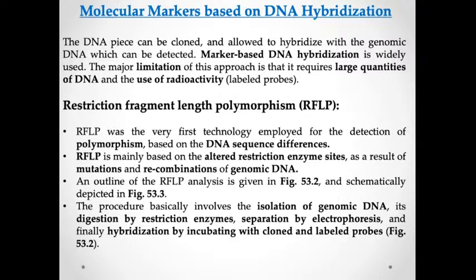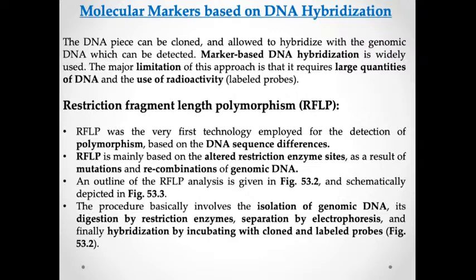First, based on DNA hybridization comes RFLP, that is restriction fragment length polymorphism. RFLP was the very first technology employed for the detection of polymorphism based on DNA sequence differences. RFLP is mainly based on alternative restriction enzyme sites. The outline will be shown in the next slide.